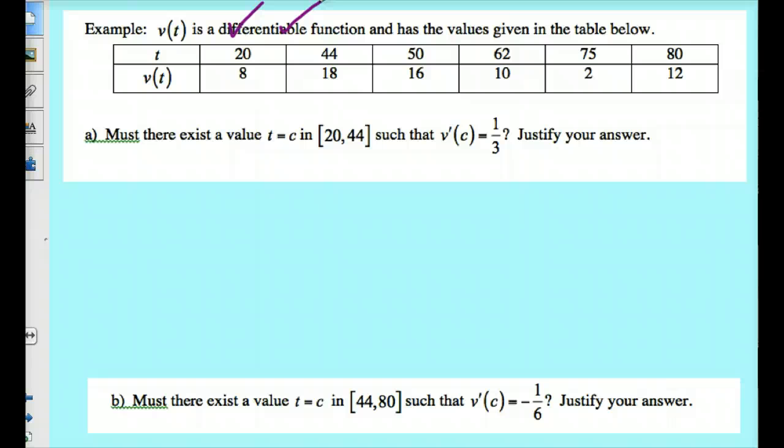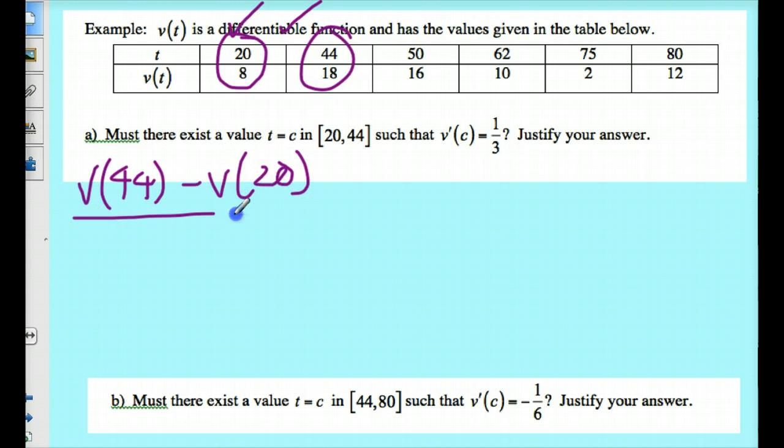So in this case, I have v prime of c is equal to 1/3. So am I allowed to use Rolle's theorem? No, because Rolle's theorem says I have to equal 0. So I'm going to use the mean value theorem and actually calculate the different slopes. So I need to look from 20 to 44. And so what we're going to do is list down the equation. The equation is v of b, and here our b is 44, minus v of 20.